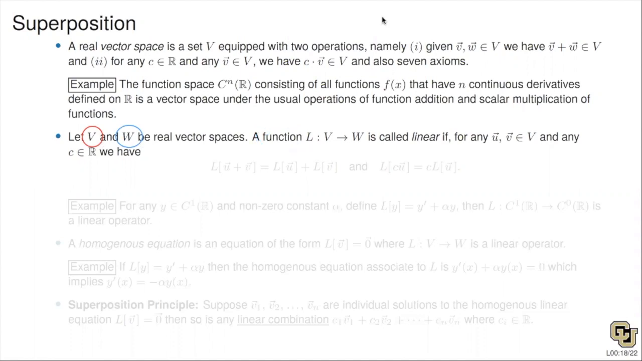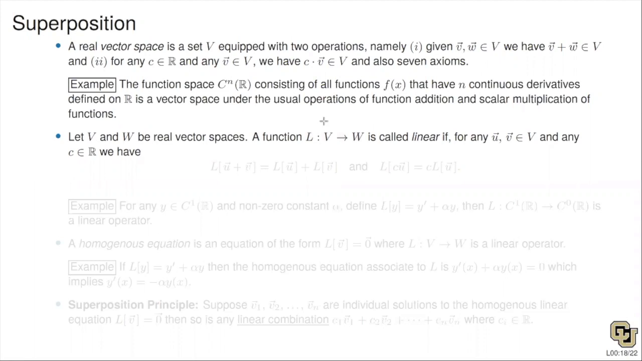What does this notation mean? I can't remember if we talked about this notation. This means L is the name of the function, V is the domain, and W is the target space. So L of V will be in W.